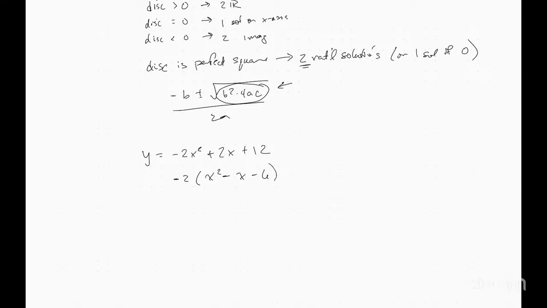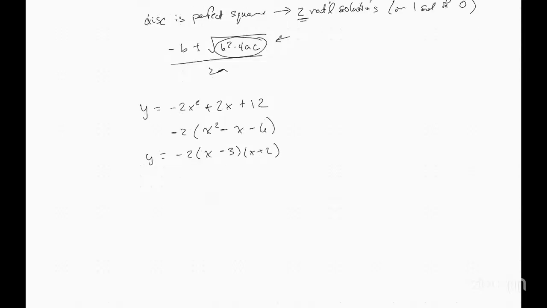Got it. That's the best way to do that. So watch how quick this is if you have it in factored form. 3 is one of your zeros, -2 is one of your zeros, and it's going down. So it's got to be going down like this. I can also find my y-intercept, which is right here, +12. So it's way up there.